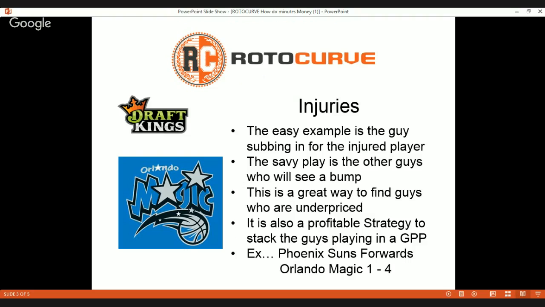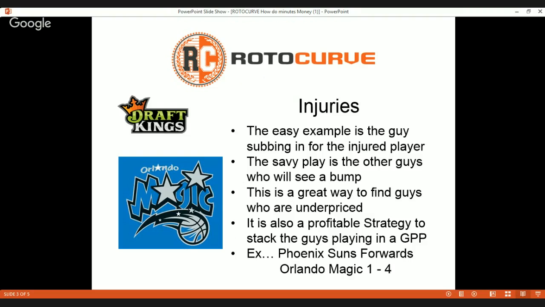It's also a very profitable strategy to stack guys that are in this situation in the GPP. A good example of this is the Phoenix Suns forwards. Earlier in the year, when Markieff Morris was getting benched, you had guys like John Leuer, TJ Warren, even Mirza Teletovic, who were all guys who were playing like 15 to 20 minutes a game. And then all of a sudden, when you take the 35, 36 minutes a game Morris was playing and you put him on the bench, well, that's a lot of minutes that opens up for the rest of these guys.